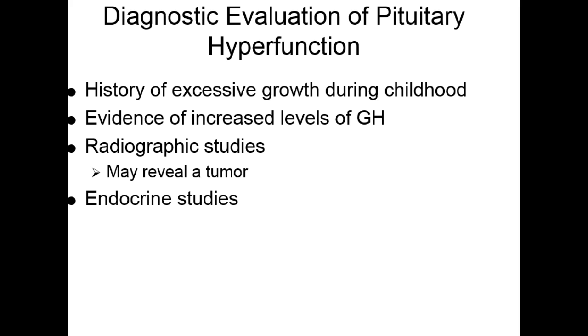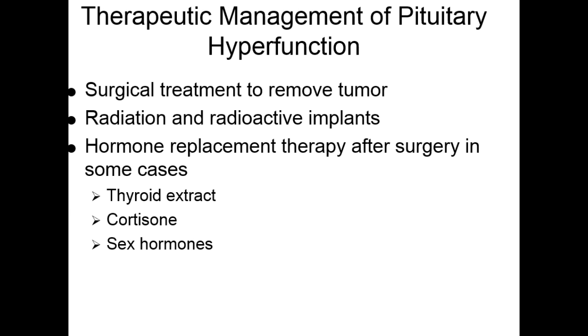The diagnostic evaluation is obviously a history of excessive growth during childhood. Again, we look at the growth charts. Are they just huge? They might have started out at a normal birth weight, and in the first year the charting of the growth is usually normal, but then they start to take off. For diagnostic purposes, we can look at the lab studies or blood work. We also look at radiographic studies, and sometimes there's a tumor. Usually with acromegaly, there may be a tumor there. The management could be surgical treatment to remove the tumor if it's there. Once that's done, if it's thyroid related, they may have to have hormone replacement.